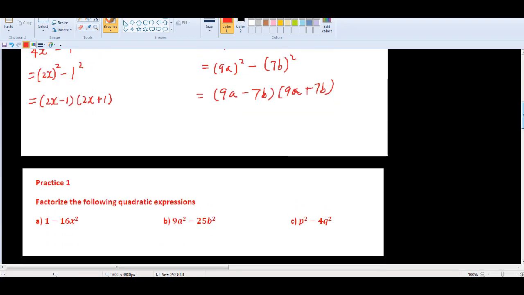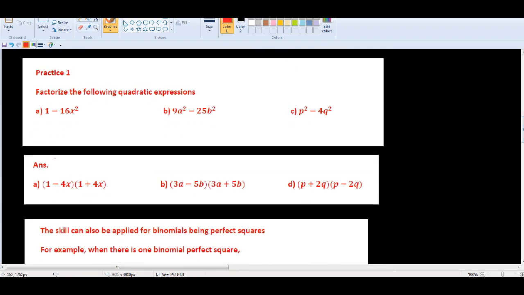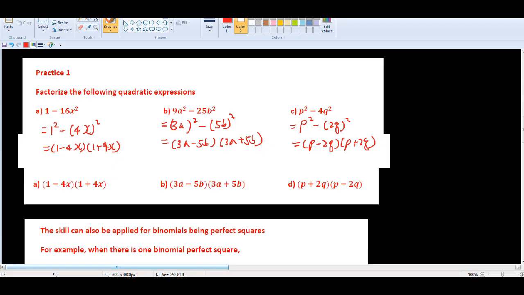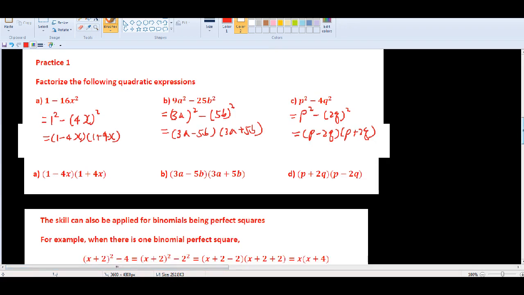All good? Can I get you to try some of the questions here? Pause the video now and try to do the first 3 questions, and then we check the answers. Please check the answers. Are they correct? That's basically what happens. Always turn both terms into squares, and then you could use the simple rule. Okay, next one.